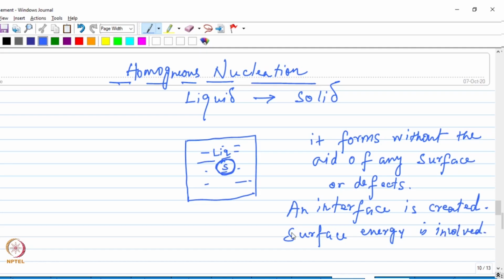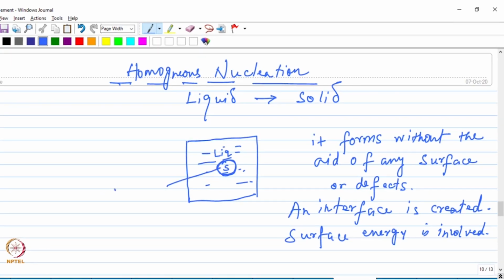Right, so this is the first particle of the solid which forms, and this is known as the nucleus when it attains a critical size. Okay, so only when it attains that particular size will it grow into the solid. If it is below that critical size, then it will be known as an embryo, which is not stable. So it has to reach that critical size for the nucleus to grow into a solid.